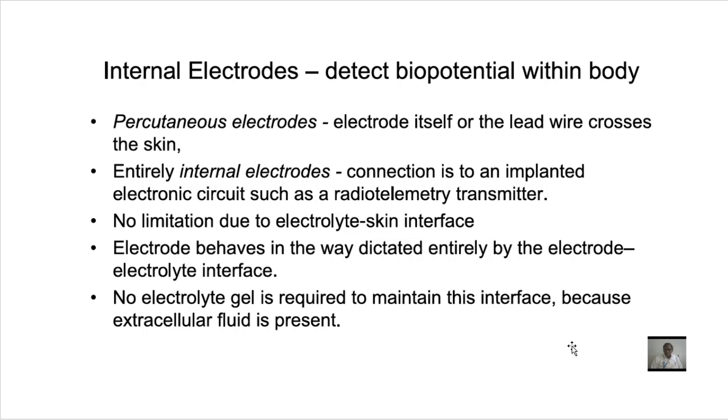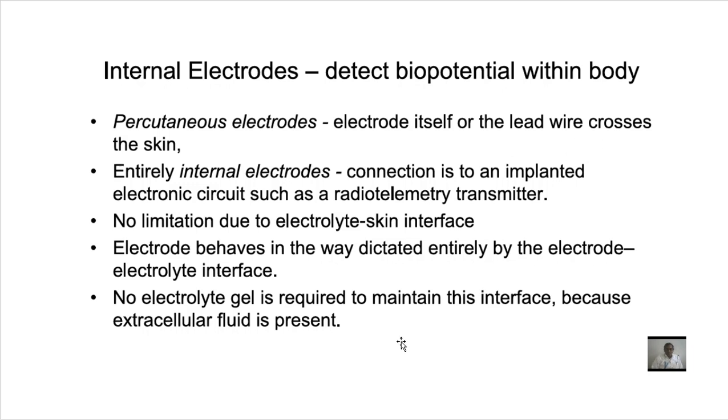So biopotentials are available within our body. The potential is to be measured or recorded to know about the pathology or normal state of the internal organs. That's why we are going for the measurement of the biopotentials. So electrodes used for the measurement of biopotential are of different types. One is surface electrode, already we have seen. Now in this class we are going to see about the internal electrode and also microelectrode.